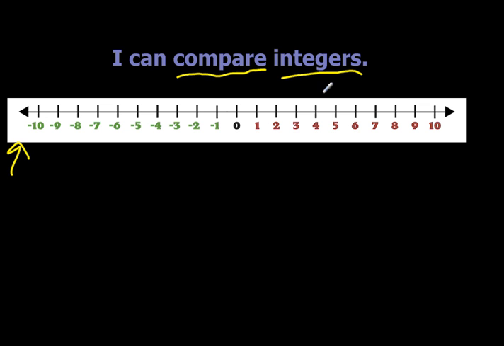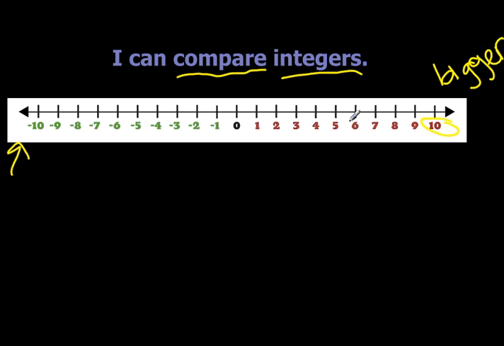And when you look at the number line, the thing that you need to remember is that the farther you travel to the right, the bigger the number. So over here on our number line, we have 10. It's the farthest to the right. It's the biggest number on this number line. Now, the number line goes on forever and ever and ever, but 10 is the biggest one that's labeled.